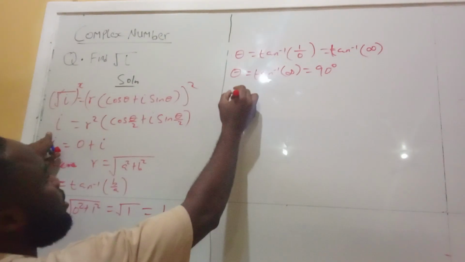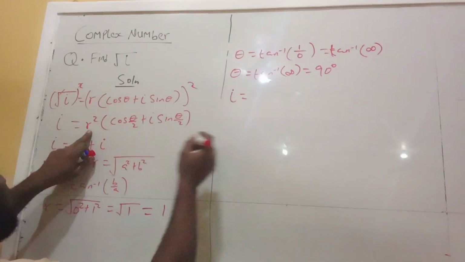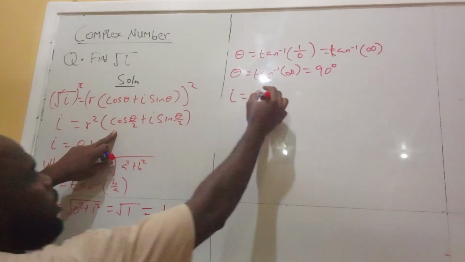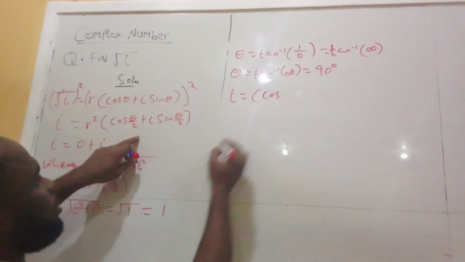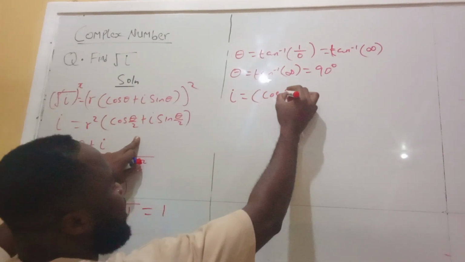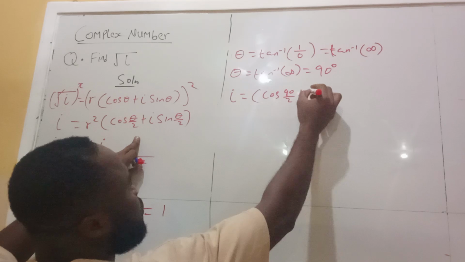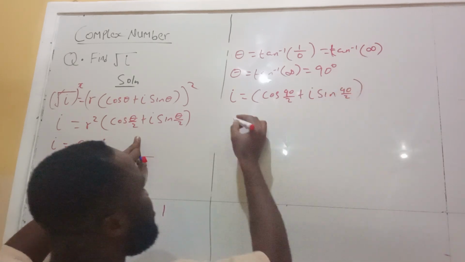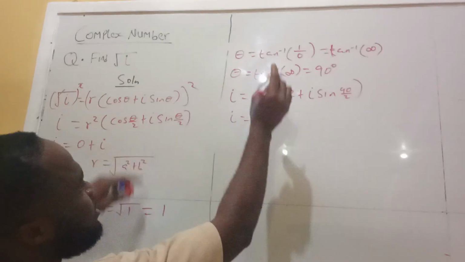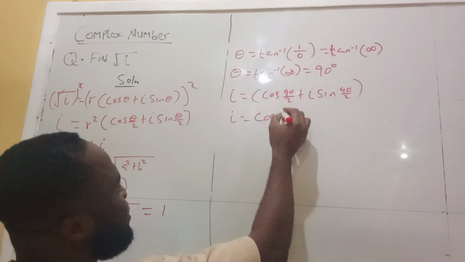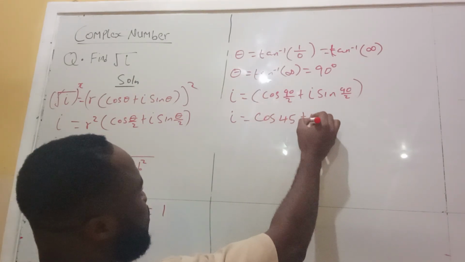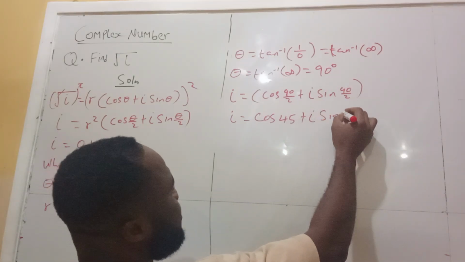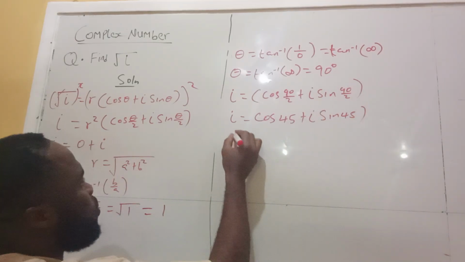That means the square root of i is equal to r, which is 1, 1 squared is 1, open bracket cos 90 divided by 2, plus i sine 90 divided by 2. So this is equal to cos 45 plus i sine 45, since 90 divided by 2 is 45.